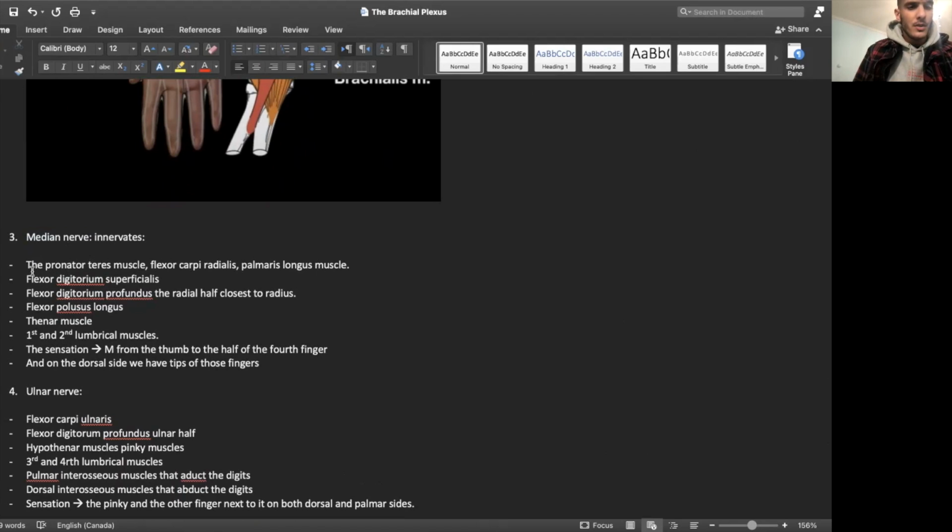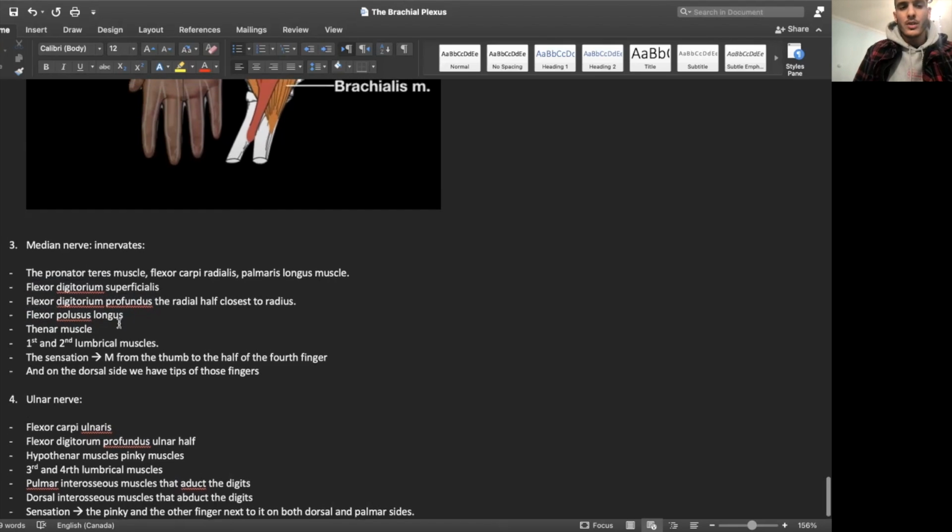The median nerve here innervates muscles in the forearm, such as the pronator teres, the flexor carpi radialis, the palmaris longus, the flexor digitorum superficialis, the flexor digitorum profundus, the flexor pollicis longus, and then this part, the median nerve innervates the radial half of this muscle, right? So this muscle is partially innervated by the radial nerve and partially by the median nerve. And then also it innervates the flexor pollicis longus, the thenar muscles.